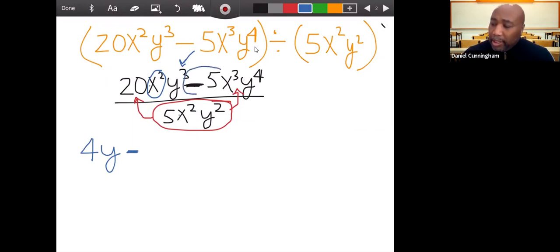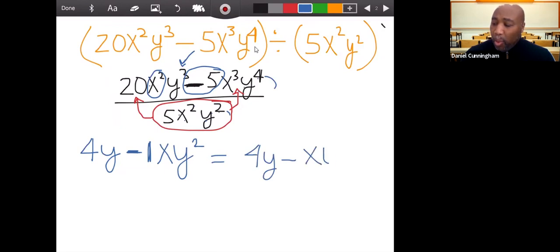So remember, this is a negative 5, and this is a positive 5. So we have a minus. So 5 divided by 5 is 1. And this is a negative, it'll be minus 1. We have x cubed and x squared. Since the base is the same, we subtract the exponents. 3 minus 2 is 1. So it'll just be x to the first power, or x. And then the y, so we have a y. Bases are the same. We got 4 minus 2. 4 minus 2 is 2. So when I'm going to write this, I'm going to say 4y minus xy squared.